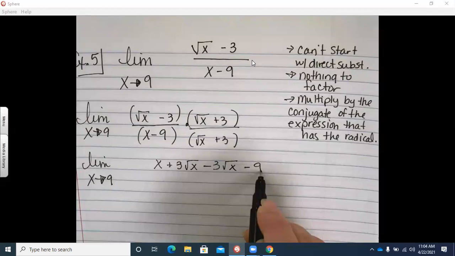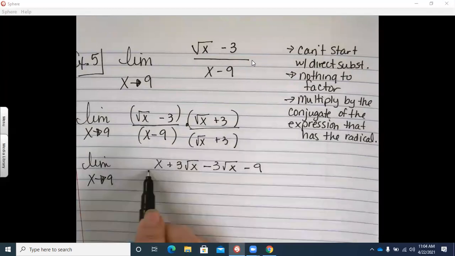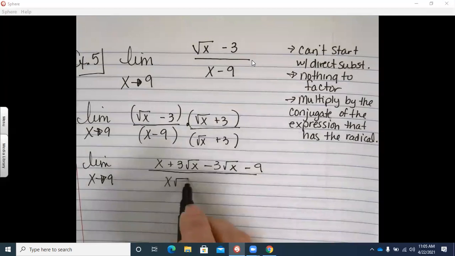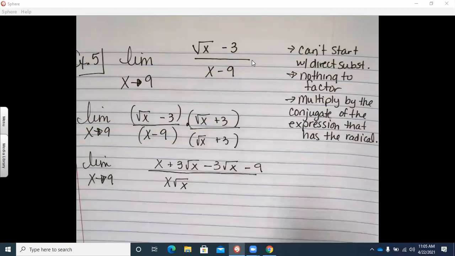All over the denominator. What's x times the square root of x? X, what? X square root x. Oh, wait. I see what I'm, yes, okay. I'm like, wait a minute. Why isn't this looking the same as my notes? Okay. Yes, that is true. It is x square root of x.